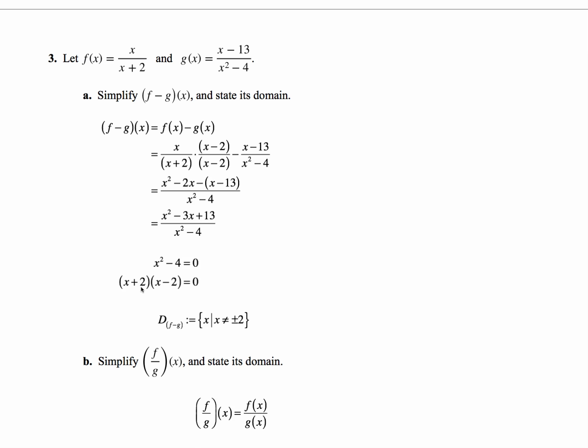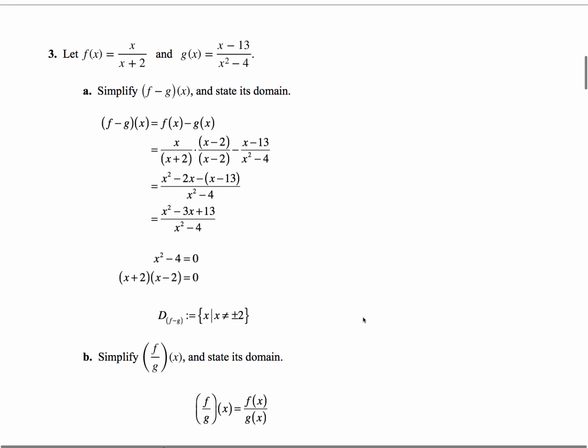Negative 2 plus 2 is 0. Positive 2 minus 2 is 0. So either of those will make the denominator 0, so they are excluded from the domain. So the domain of f minus g is defined to be the set of all x such that x is not equal to plus or minus 2. That is the most compact way to write that.